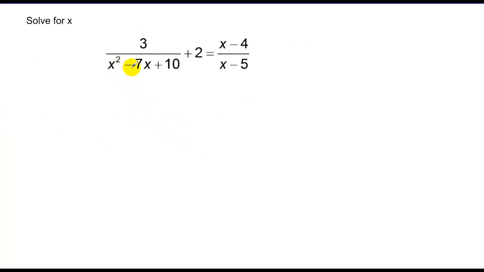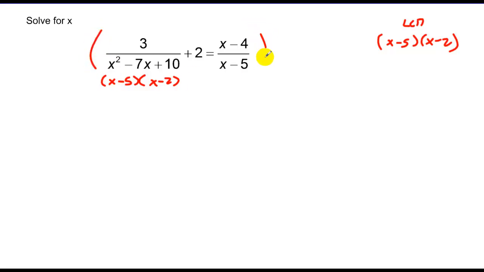So in this case, I could multiply both sides by x squared minus 7x plus 10 and x minus 5, but I'd like to see first if there are any common factors. So I'm going to need to go ahead and factor first. So I have x minus 5, and sure enough there was a common factor, and x minus 2. So I have an LCD in this case of (x minus 5) and (x minus 2). I'll multiply each side by that.